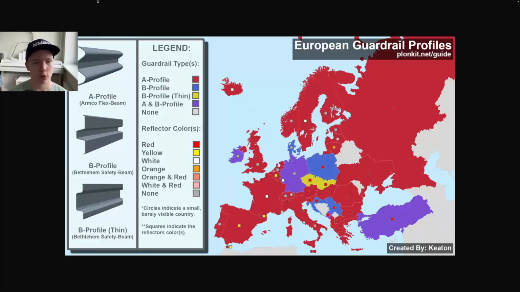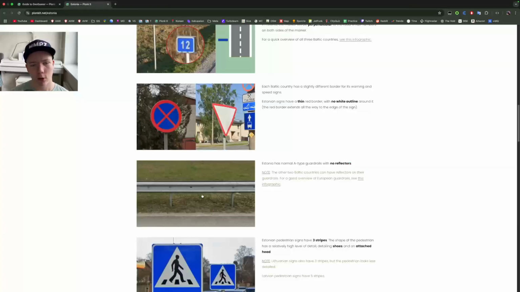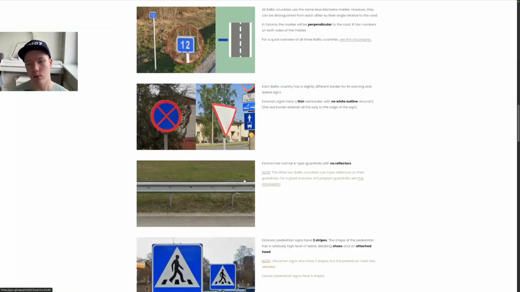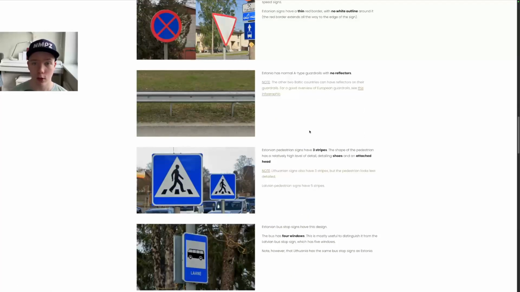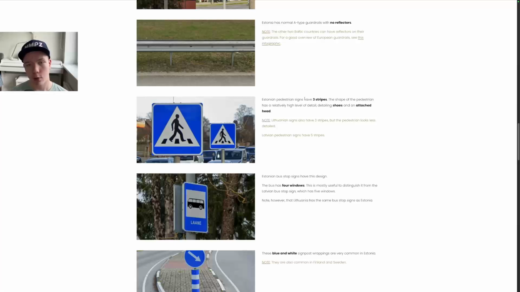Well, you can see it looks a bit different. Not going to be talking about the reflectors, but Estonia never has reflectors in the guardrails, which the other Baltic countries can, but not always. Estonian pedestrian signs have 3 stripes. Lithuanian is also the same, and Russia is the same, Ukraine, again, this area is pretty much all of those countries. It's the same.